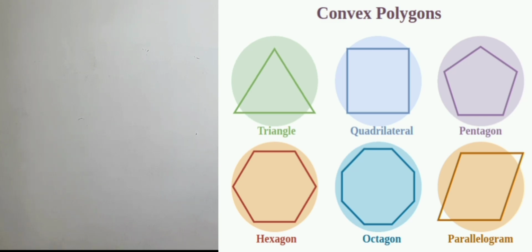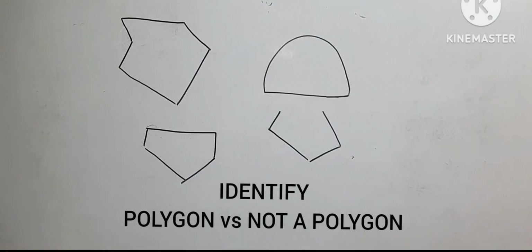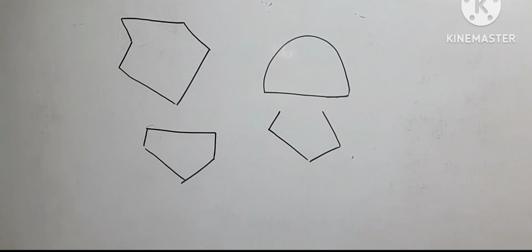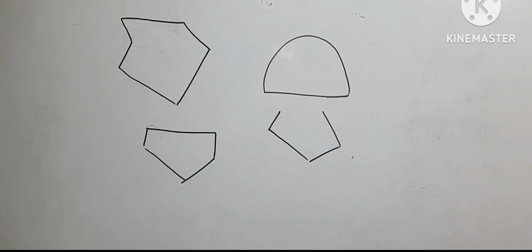Let us differentiate between what is a polygon and what is not a polygon. So these are the four figures. Now we have to identify which one is a polygon and which is not. First we have to understand that, after that we will go to the types. So what are the conditions for a polygon? First one, closed curve. Second one, it should not intersect. Third one, they should be made of line segments.